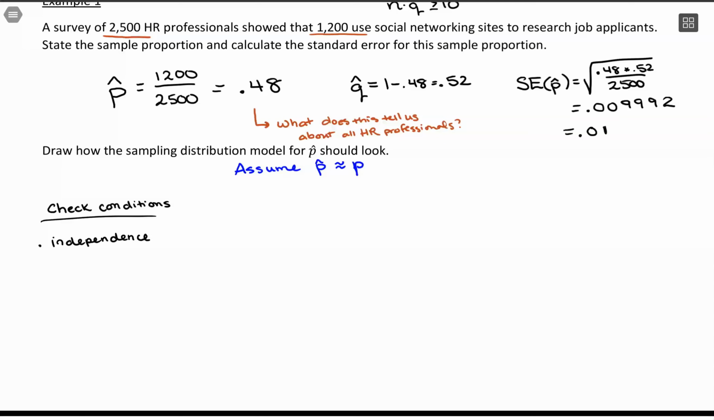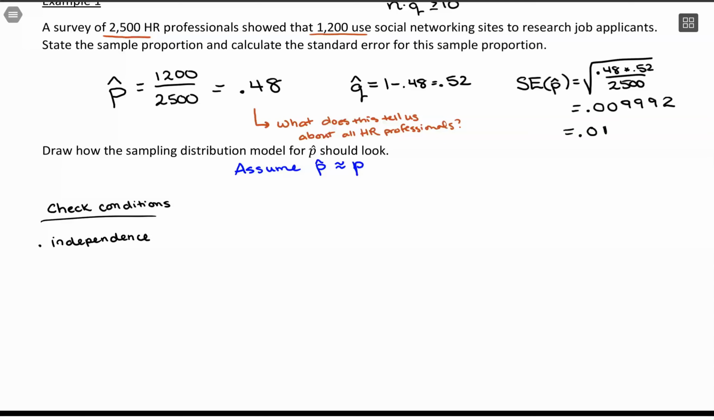And then where we'll show some work is the success failure. So you would take the sample size of 2,500 times the 0.48, which would be that 1,200 that they got for the number of successes, and then 2,500 times 0.52 to get a 1,300, and both of those are more than or equal to 10.